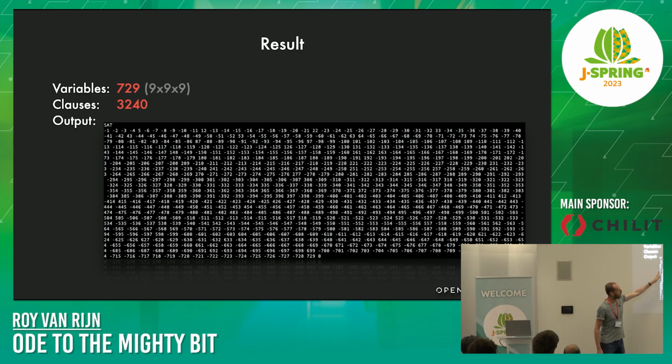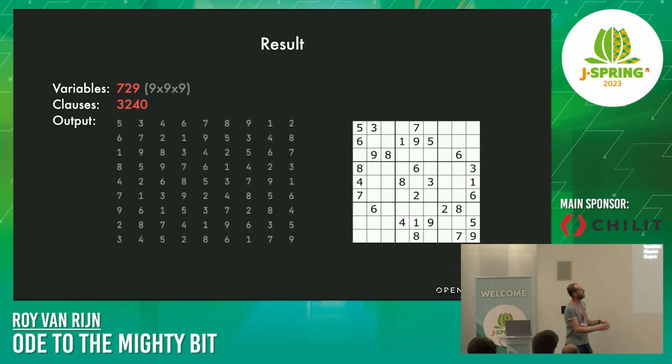And this is true for all variables. So we can actually take this output. Let's make it a little bit more readable. And then you can deduce this. We've solved the Sudoku. This is applause, yay.